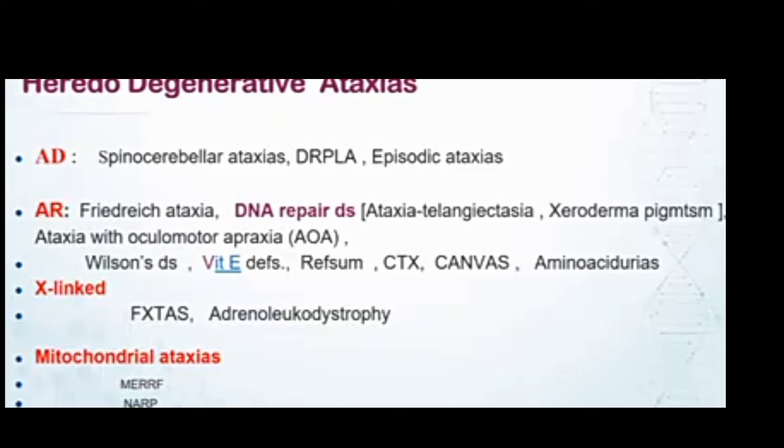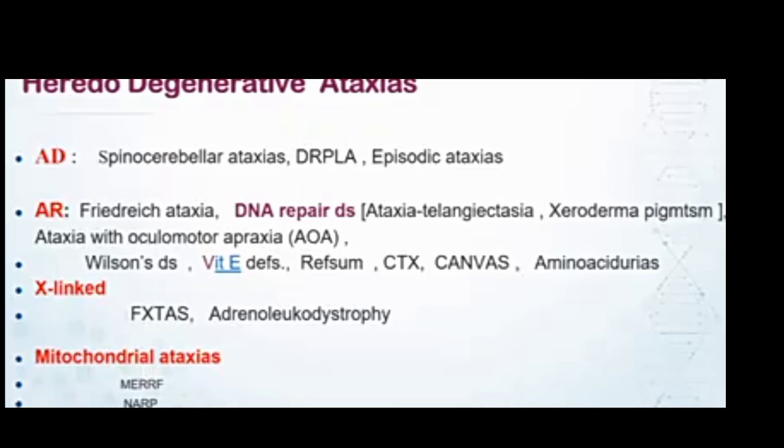The next big group is the heredodegenerative ataxias, which can be autosomal dominant like spinocerebellar ataxias, DRPLA and episodic ataxias. Autosomal recessives are usually Friedreich ataxia, the most common inherited disorder, and there are a host of DNA repair diseases like ataxia telangiectasia. Wilson disease, vitamin E deficiency, Refsum are the others. There are few X-linked diseases like fragile X tremor ataxia syndrome and adrenoleukodystrophy, and a few mitochondrial disorders present with ataxia like MERRF, NARP, and Leigh syndrome. That is myoclonic epilepsy with ragged red fibers, neuropathy, ataxia, retinitis pigmentosa syndrome, and Leigh syndrome. These are the few mitochondrial diseases which can present with ataxia.